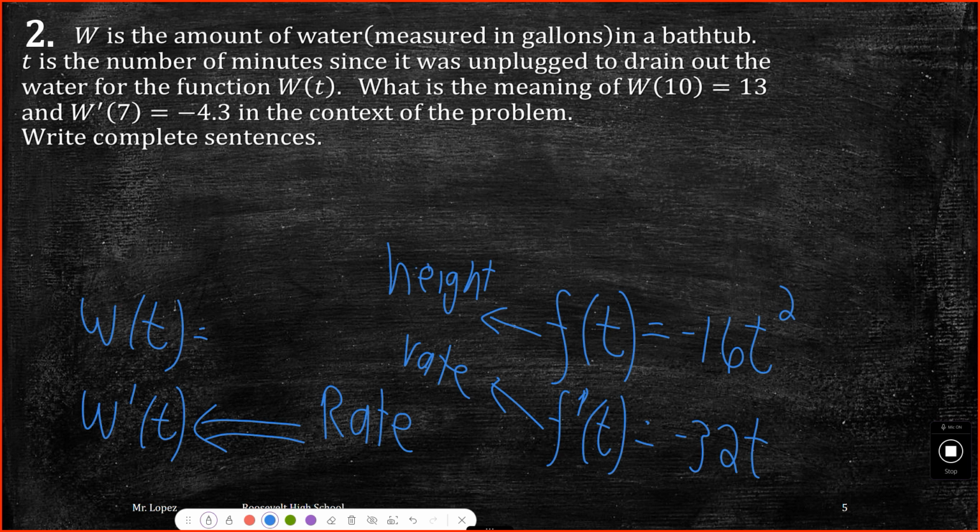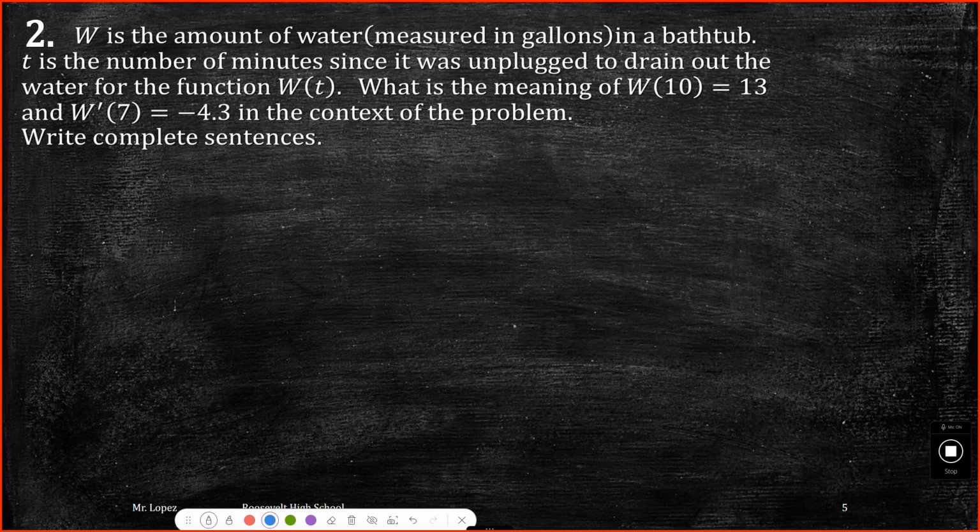So up here it says, what is the meaning of W of 10 equals 13? Anybody, what do you think that means? It's okay to say what you think. Vivian, what is it? The number of minutes it was unplugged to drain.